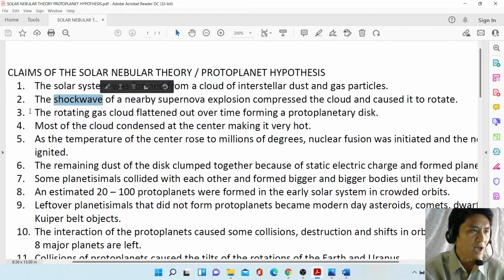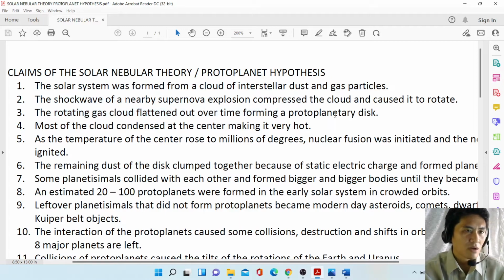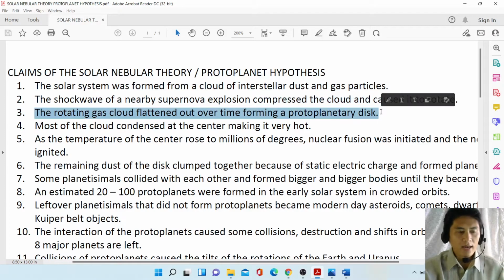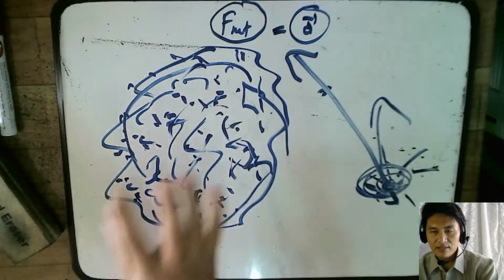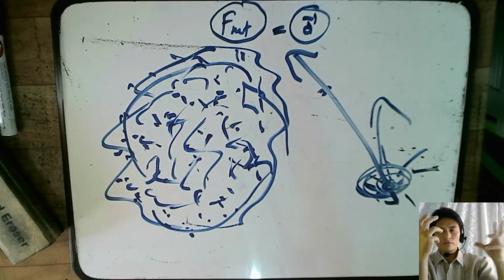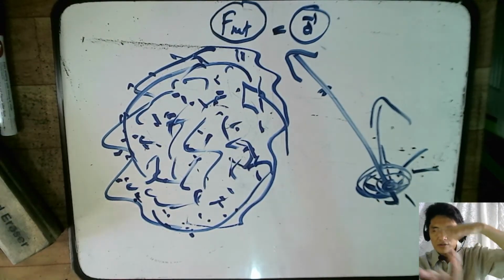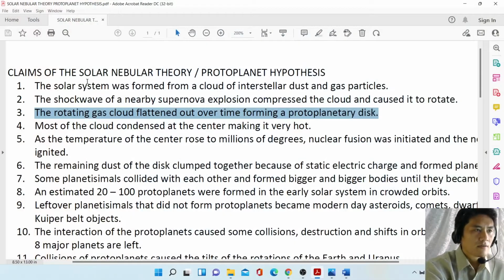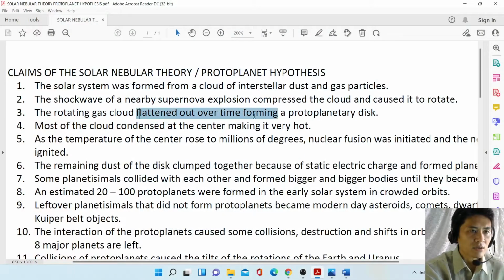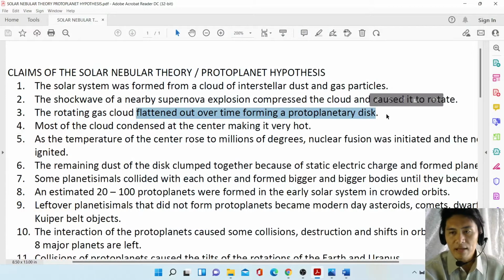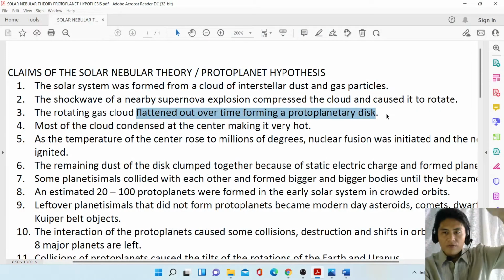But that's the point. Then what happens is the rotating gas flattened out over time, forming a protoplanetary disk. Remember, this gas cloud is not flat. This gas cloud is three-dimensional. So you see a blob of gas, then it rotates in some direction. And according to the theory, the rotating gas will flatten out over time, forming a protoplanetary disk. So because of the rotation, it will flatten out. If it rotates like this, then the blob, which is three-dimensional, will flatten out and will be like this.